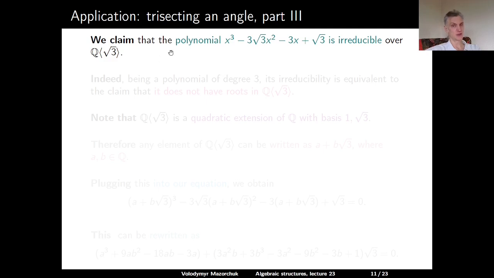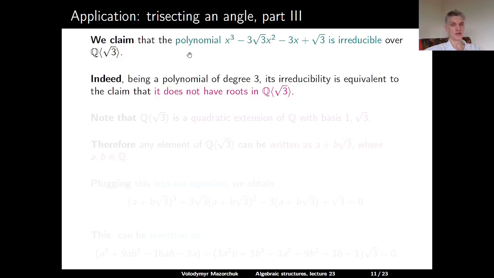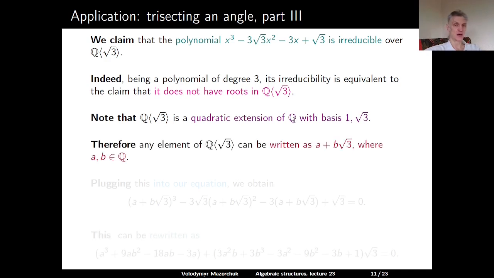We claim that this polynomial is irreducible over our starting field of Q with the square root of 3 added. Of course, being a polynomial of degree 3, its irreducibility is equivalent to the claim that it doesn't have roots in Q with the square root of 3 added. The field Q with the square root of 3 added is of course a quadratic extension of Q with the basis consisting of 1 and the square root of 3. And so every element in this field can be written as a plus b square root of 3, where a and b are rational numbers.